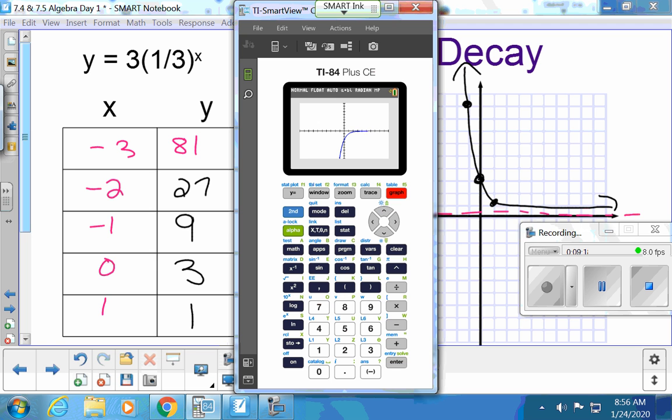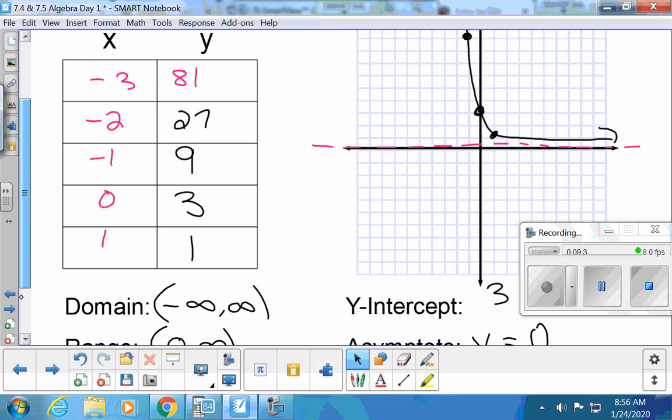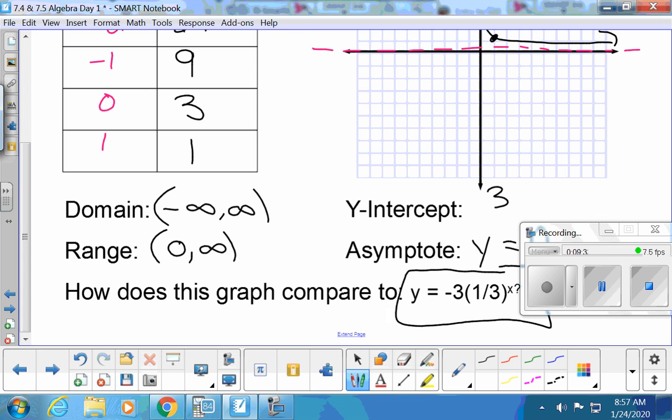Oh my gosh. It flips the whole entire graph upside down. That's what a negative out front does. It'll flip any graph upside down: a parabola, an exponential growth curve, an exponential decay curve. So I would just write upside down. The negative flips it upside down. That's what the negative sign does.